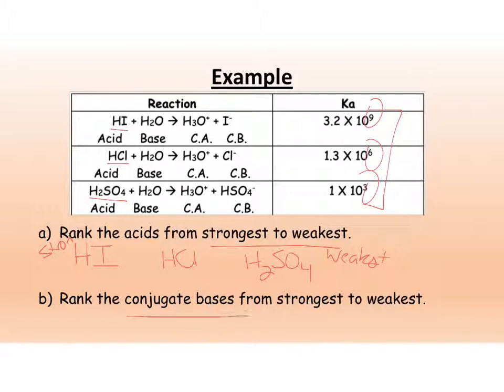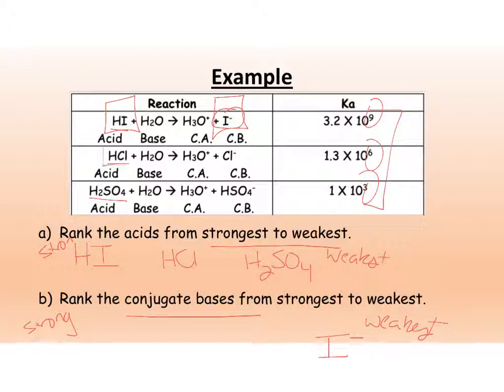All right, now it wants us to rank the conjugate bases from strongest to weakest. Okay, so remember, it's like an inverse relationship here. So the conjugate base of HI is I minus. So this was the strongest acid, which makes this the weakest of the conjugate bases here.